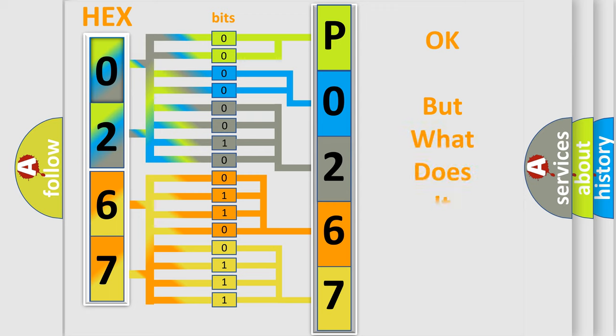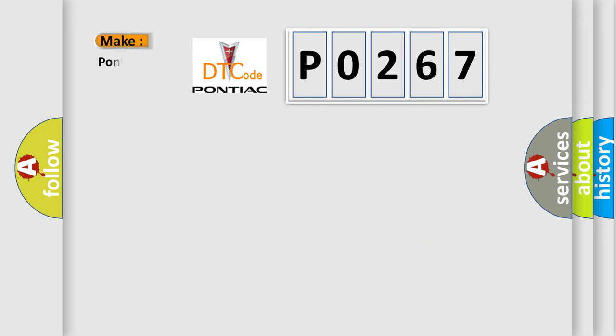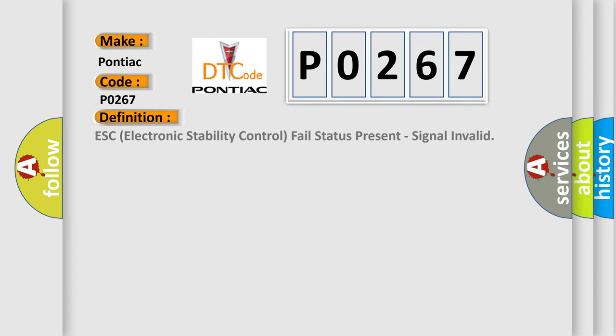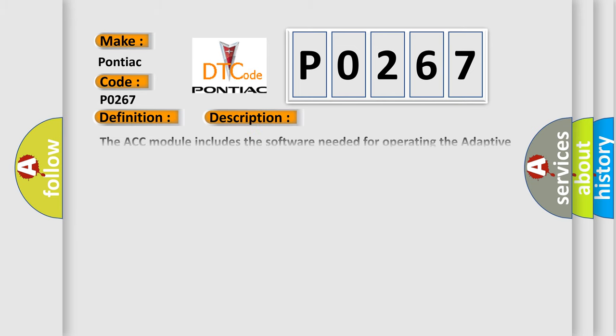The number itself does not make sense to us if we cannot assign information to what it actually expresses. So, what does the Diagnostic Trouble Code P0267 interpret specifically for Pontiac car manufacturers? The basic definition is ESC electronic stability control fail status present, signal invalid. And now this is a short description of this DTC code.